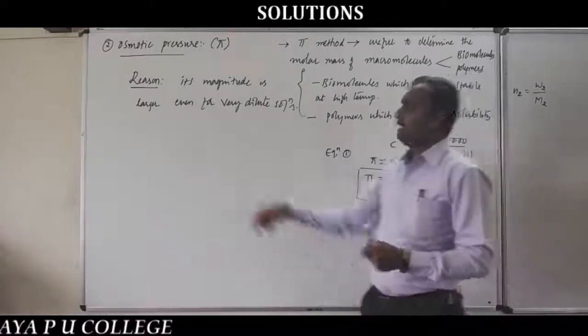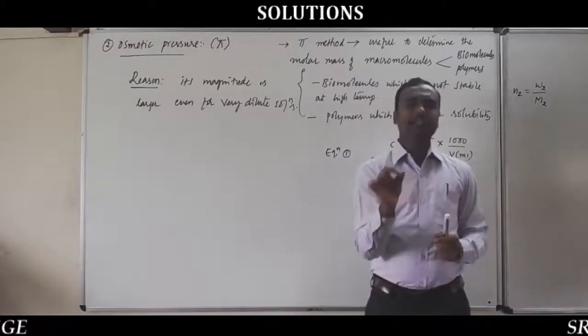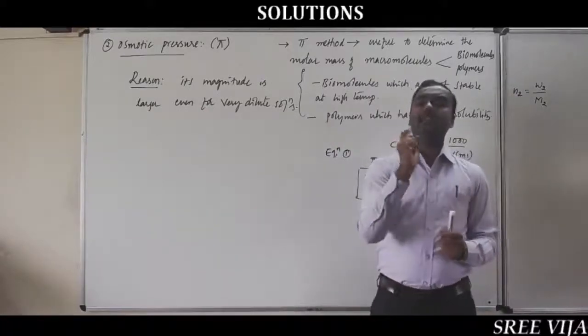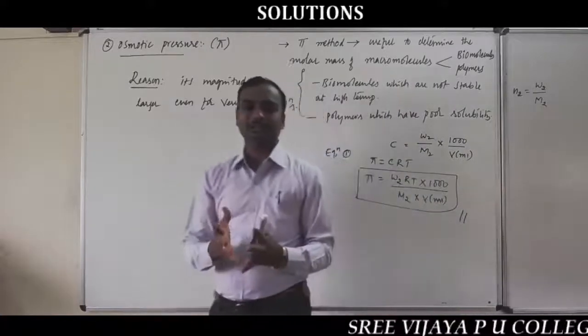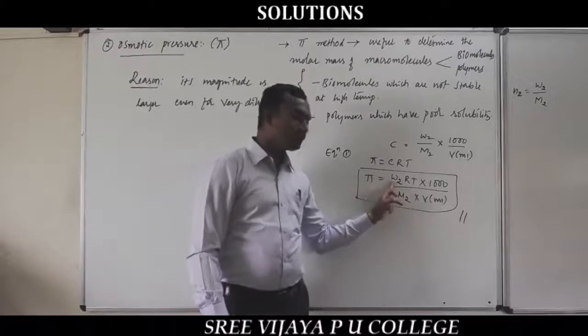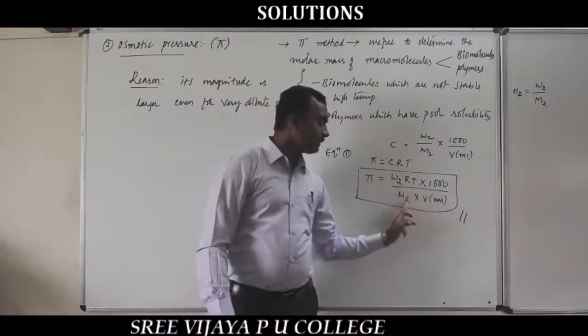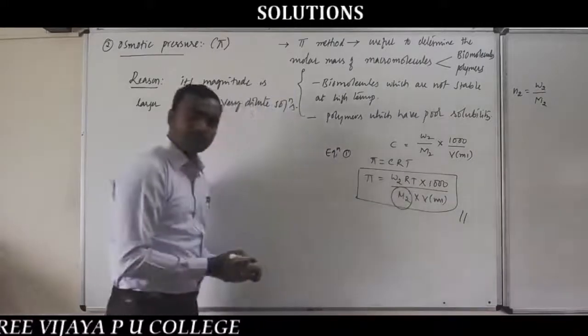Even for a very dilute solution, if there is only a little solute, we can easily determine the molar mass by using the osmotic pressure method. Once the osmotic pressure of the solution is known, we can easily calculate the molar mass of this solute. Remember, pi is equal to W2 RT into 1000 by M2V. So the osmotic pressure method is very useful to determine the molar mass of solute.